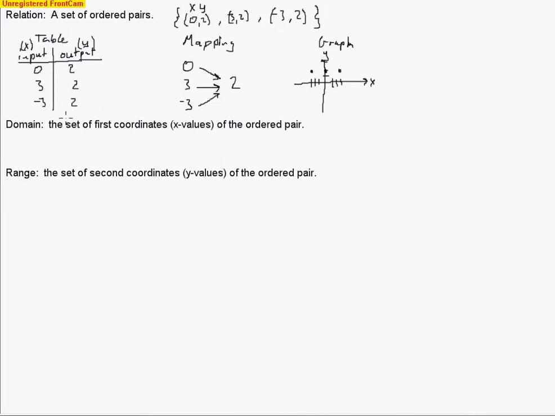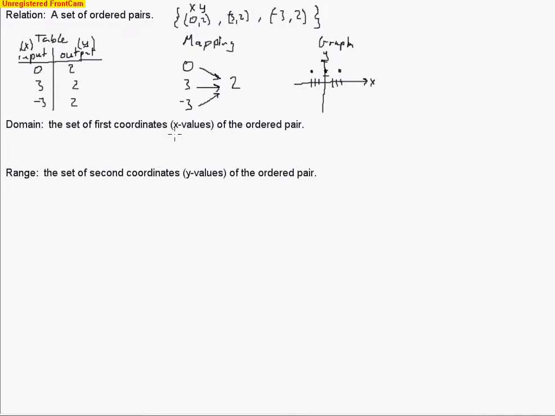Now let's take a look at some vocabulary within the relation. We talked about x values, inputs, and y values, outputs. Well, there's another term they use for x values, or inputs. And that's the first set, or the first coordinate of the ordered pair, and it's called the domain.